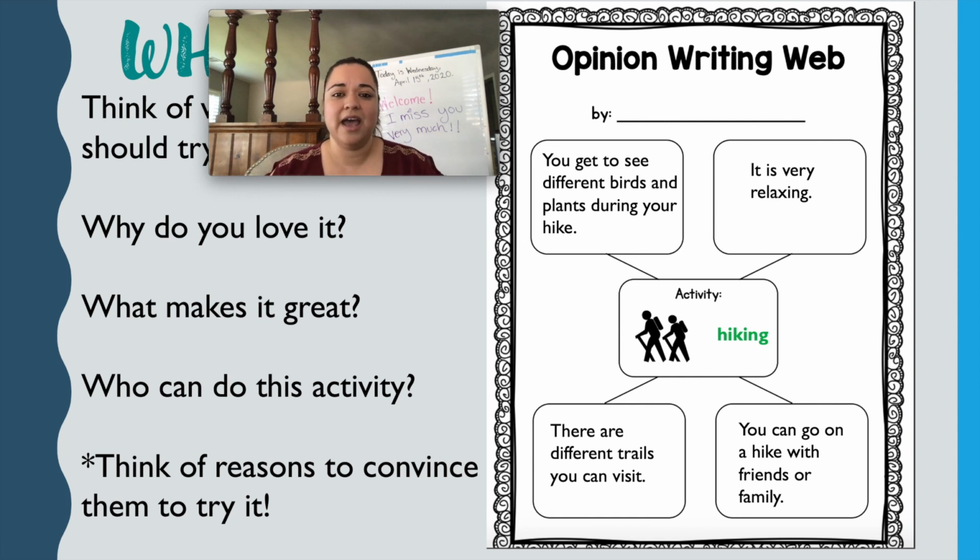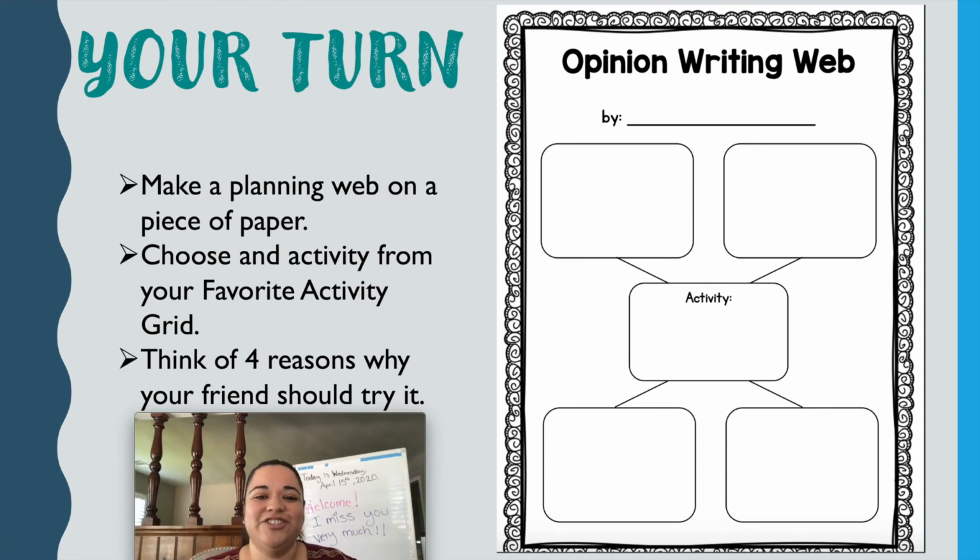But for now, I want you to make this web with 4 reasons that you think might convince your friend. 4 reasons to persuade your friend to try this activity. So now it's your turn, all right? Make a planning web on a piece of paper. Choose an activity from your favorite activity grid. And then think of 4 reasons why your friend should try it.